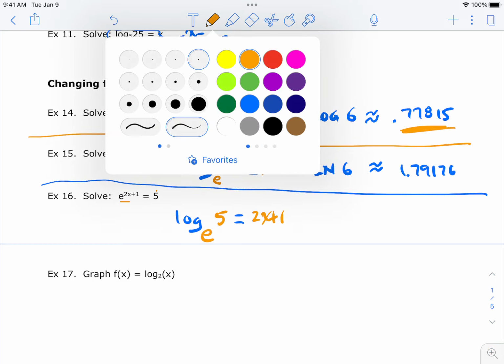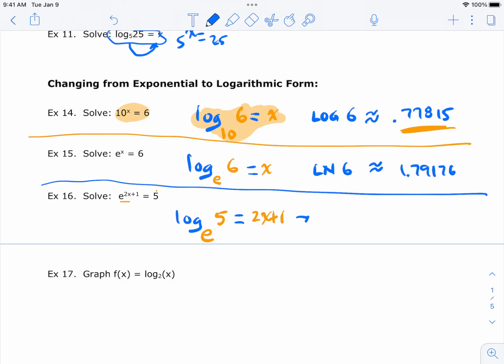Here's how I'm going to solve this. I'm going to say, okay, the left side says natural log of 5. The right side says 2x plus 1. First, let me just trade sides. I like having x on the left. It makes me happy. So I just traded sides. Okay. All you got to do is subtract 1 on both sides, which we usually write this way.